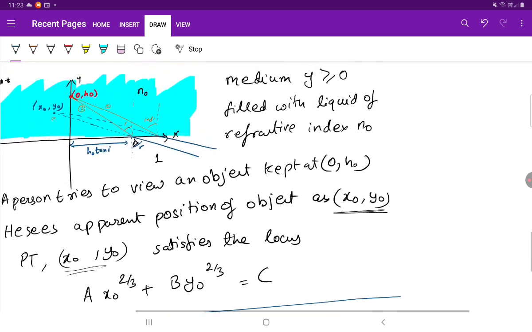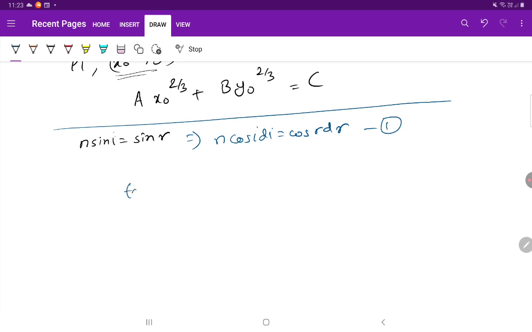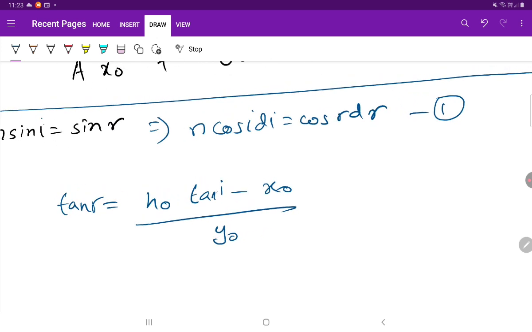Now we'll be using basic theorems or fundas of trigonometry. Observe that tan r can be written as h naught tan i minus x naught by y naught. So this is the basic expression of tan r.